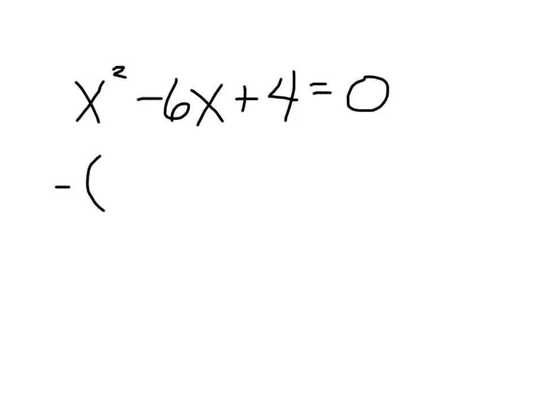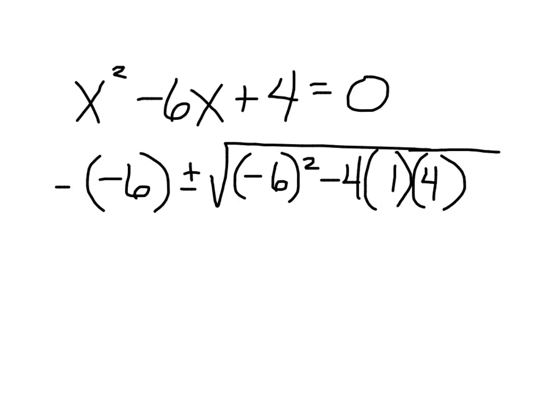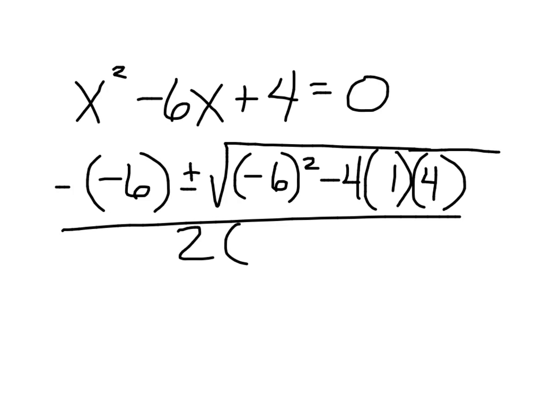What's in the B again? Negative 6. Plus or minus the square root. Negative 6 squared. Minus 4 times what's in the A? And what's in the C? And then what was in the A one more time? 1. So what I've done is I took all the numbers out of the problem and I inserted them into their spots. And now all this becomes is an order of operations problem.